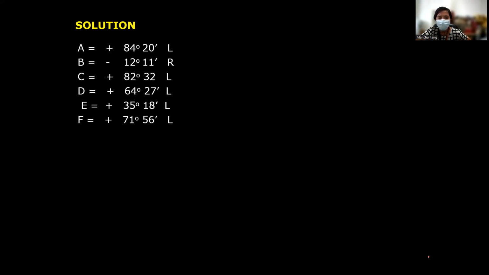since clockwise yung direction mismo, so pag pa-left siya, clockwise yung direction ng deflection angle, so that is positive. So letter D is still positive since left. Letter E is positive since left. F is positive, and then the last one is also positive. So we only have one angle to the right, which is negative for letter B.